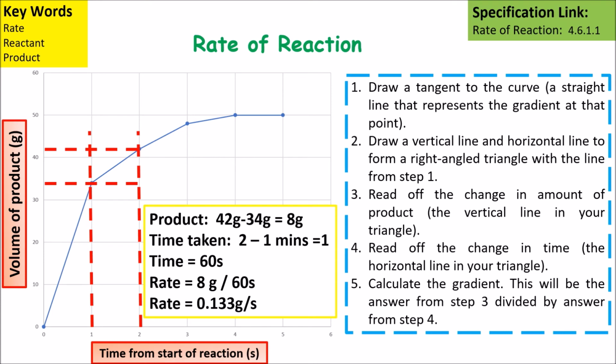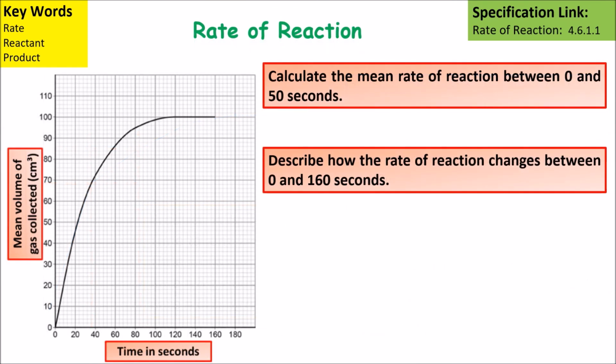So in this example, the amount of product would be the difference between 42 and 34 grams, so that would be 8 grams. The time taken would be 1 minute. Remember, we turn time into seconds, so it would be 8 divided by 60, which would give you a rate of 0.133 grams per second. If in this question we look to calculate the mean rate of reaction between 0 and 50 seconds, that would just be 1.6 centimetre cubed per second.